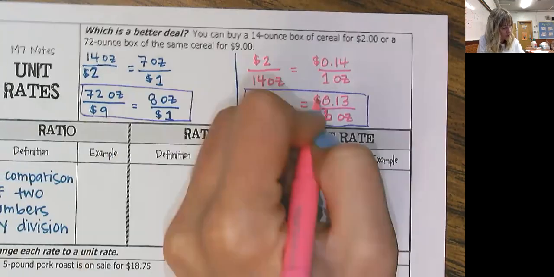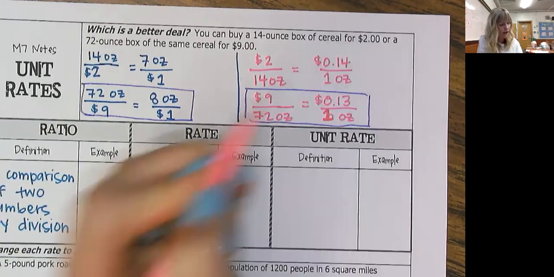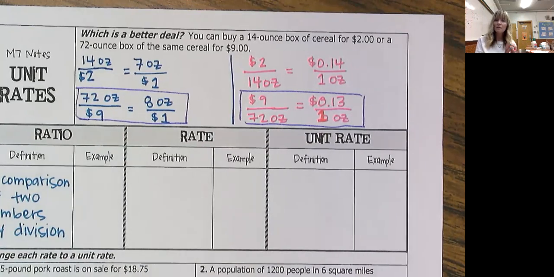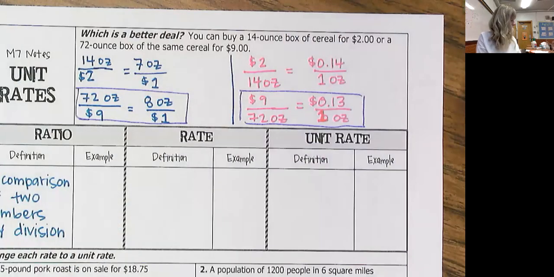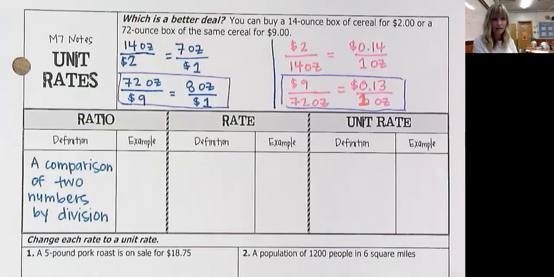Now, those answers look totally different. 8 ounces for $1 or 13 cents for 1 ounce. But they're actually demonstrating the same relationship. We just need to get some math vocab behind this. Okay, let's put all this together and see, because there's actually so much great math vocabulary in there that I want to make sure we understand.